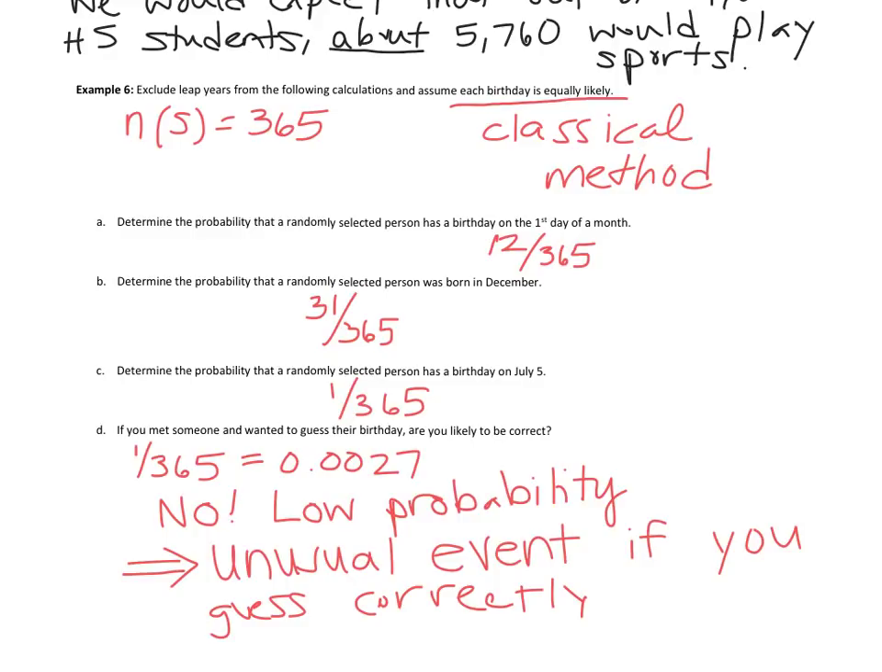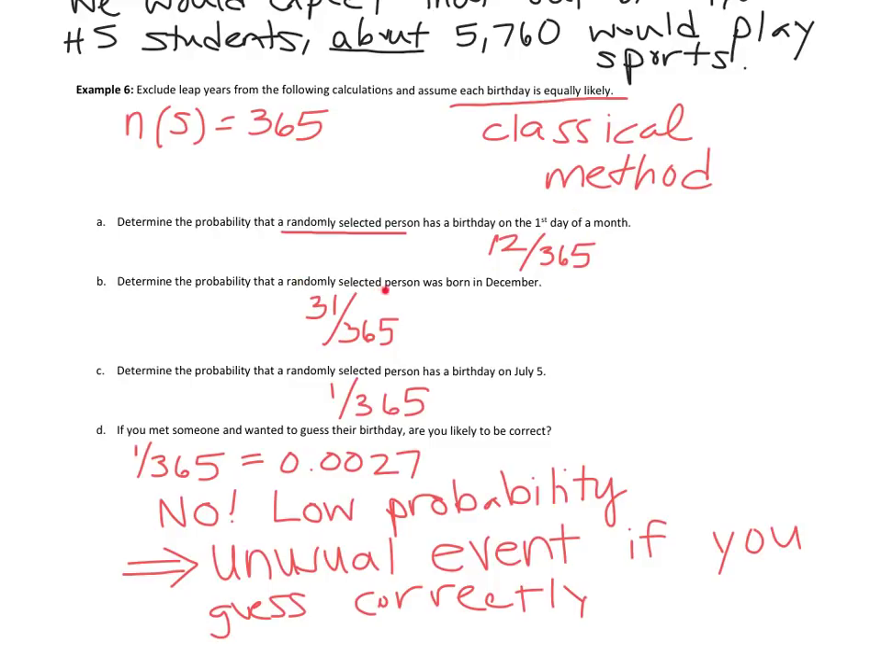Ta-da! Okay, so let's go through these probabilities. The probability a randomly selected person, and that randomly selected part's important. That's what's making it equally likely. They have a birthday on the first of the month. Well, there's 12 months in the year, so that would be 12 birthdays out of 365.